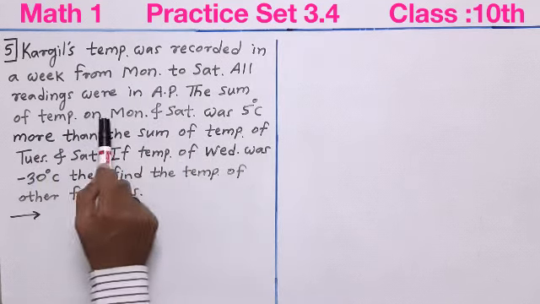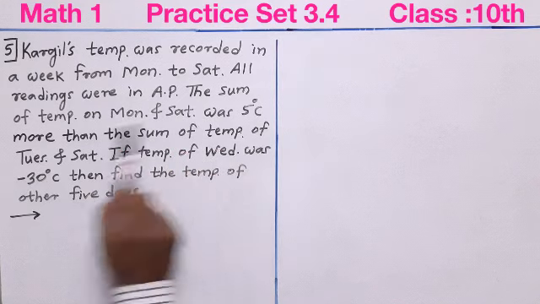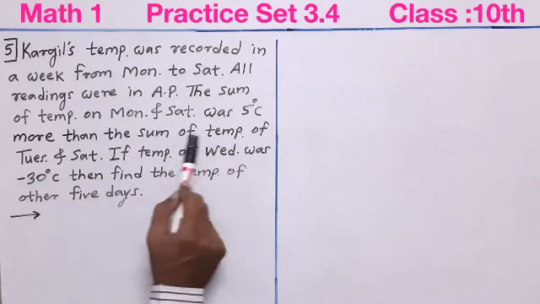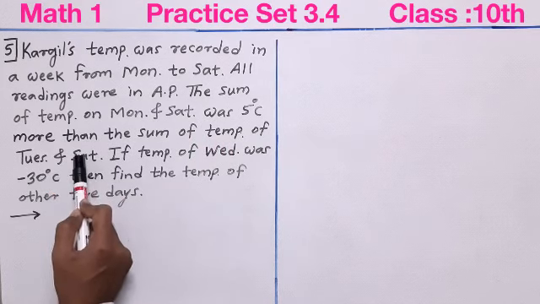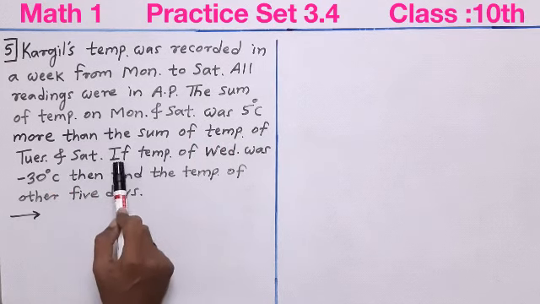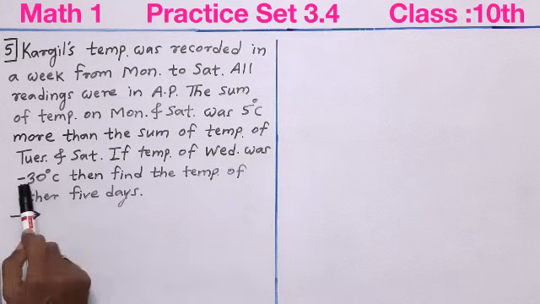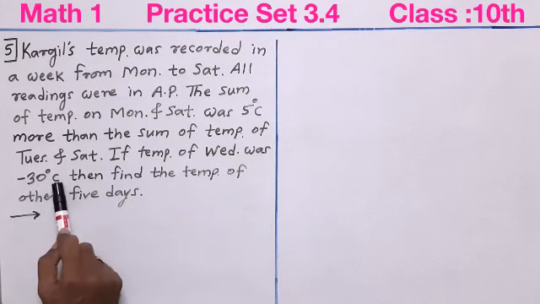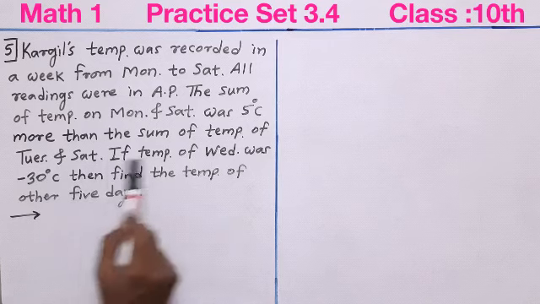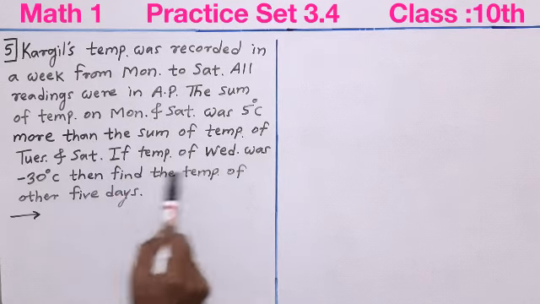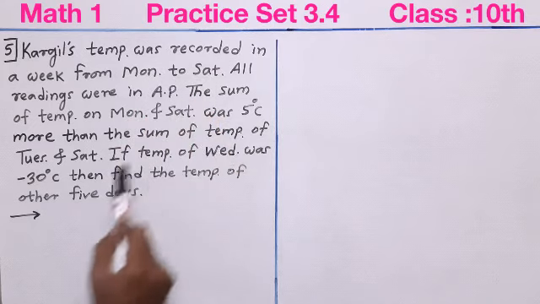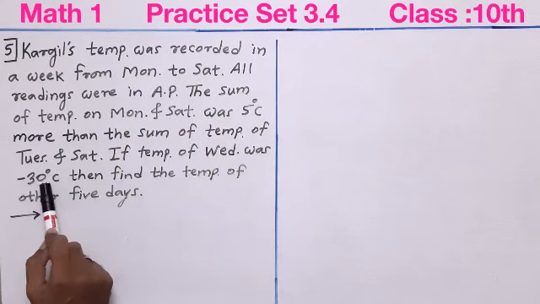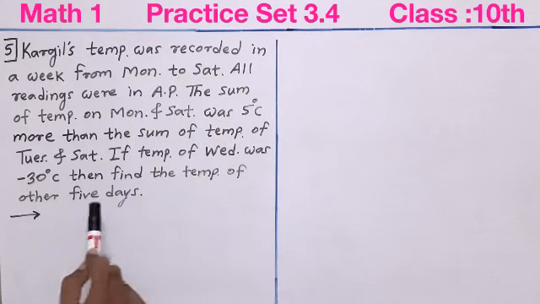The sum of the temperature on Monday and Saturday was 5 degrees Celsius more than the sum of the temperature of Tuesday and Saturday. See, this is one condition given here. There is another condition given: if the temperature of Wednesday was negative 30 degrees Celsius, means the temperature of one day is given. Then find the temperature of the other 5 days. Means there are total 6 days out of which one day's temperature is given, so we have to find out the temperature of the remaining 5 days.